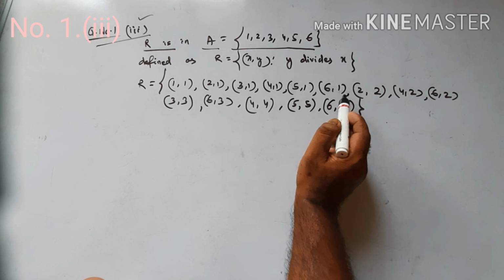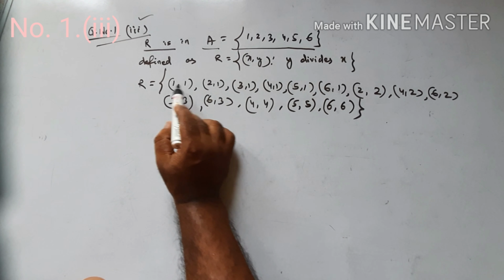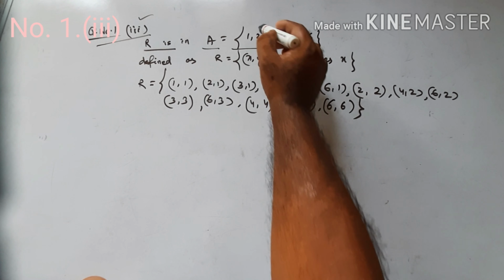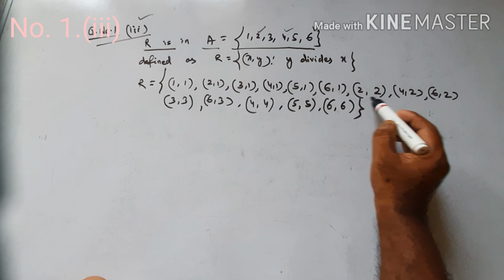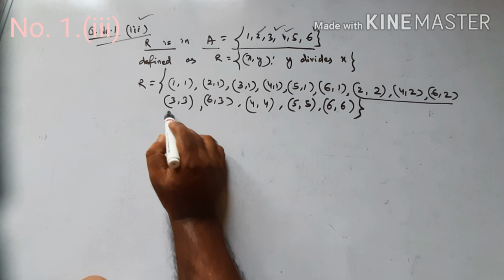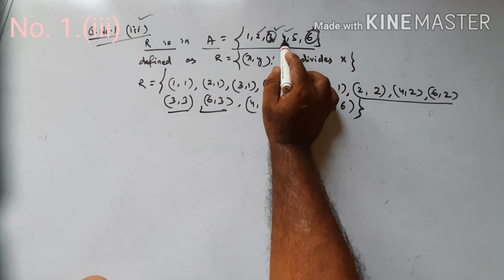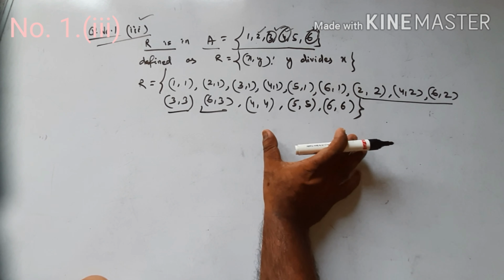So 1 divides all the elements: (1, 1), (2, 1), (3, 1), (4, 1), (5, 1), (6, 1). Similarly, you take 2: 2 divides 2 itself, 4 and 6, so these are 3 elements. Then 3 divides 3 and 6, so this and this element. Again you take 4 itself, 5 itself, 6 itself. So these are the elements contained in R.